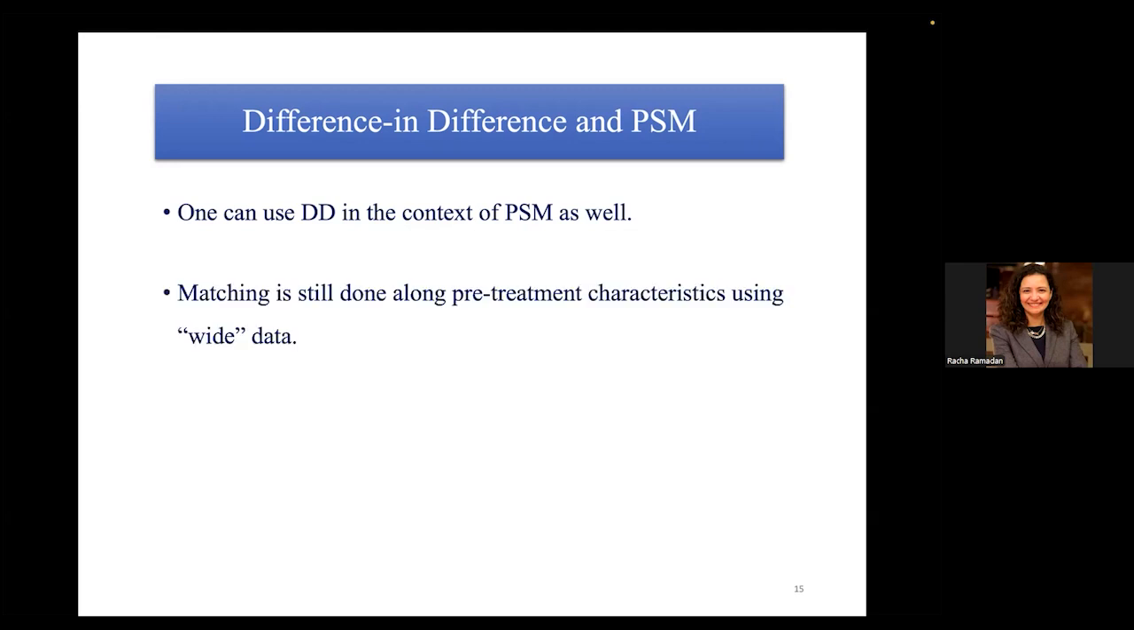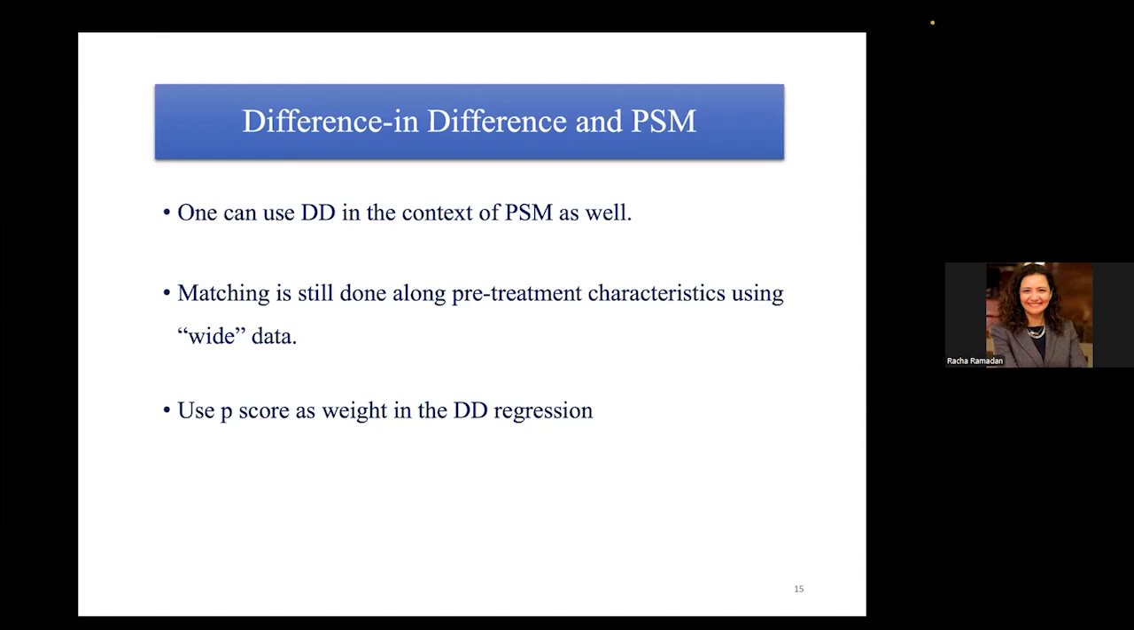And here what will you do? You will treat the sample as in the PSM. So you will do a match based on the pre-treatment characteristics using wide data, and I will talk in a minute about what I mean by wide data. You will calculate the p-score for everyone. So you will apply the PSM method based on the observable characteristics that you know can affect the selection into the program and, at the same time, your outcome variable. You will calculate the p-score for everyone, which is the probability of being selected into the program.